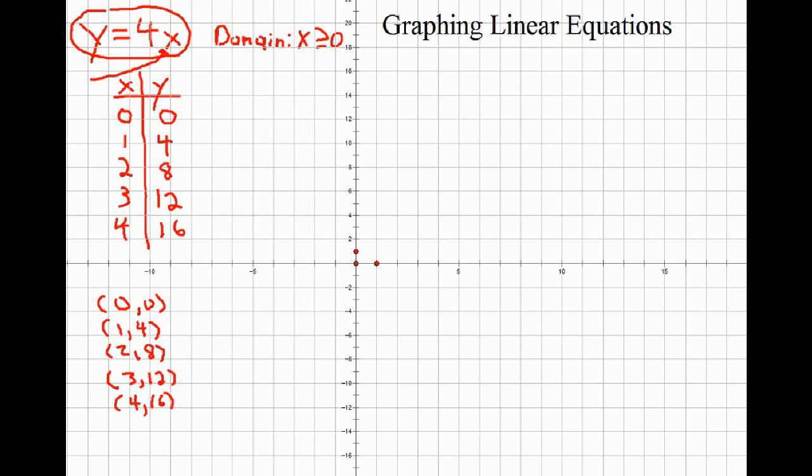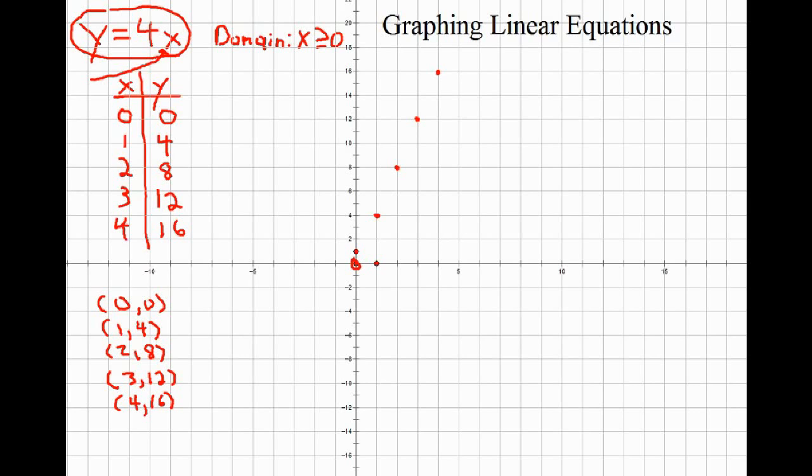So now I'm going to plot these points on the graph. So (0, 0) is at what's called our origin. That's this point here where x is 0 and y is 0. So if I want to go to (1, 4), that's where x is 1 and y is 4. That's here. (2, 8) would be here. (3, 12) would be here. And finally (4, 16) would be here.